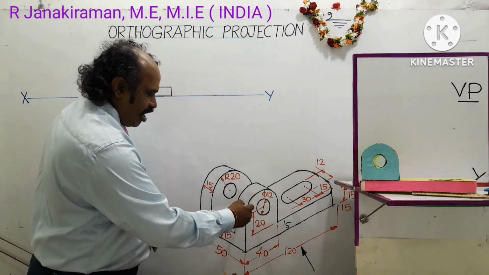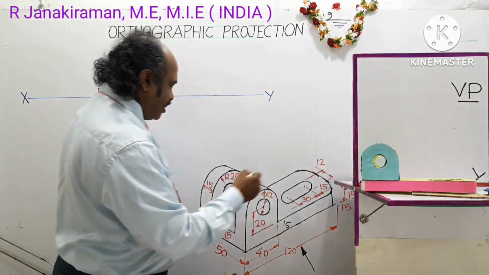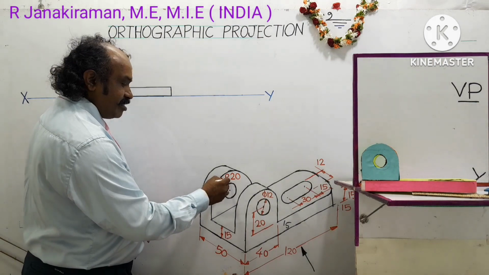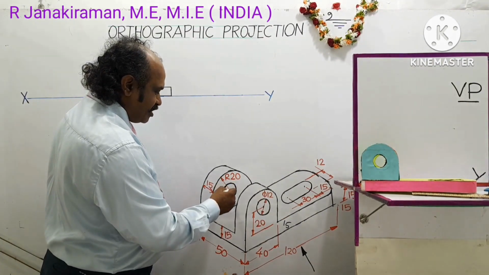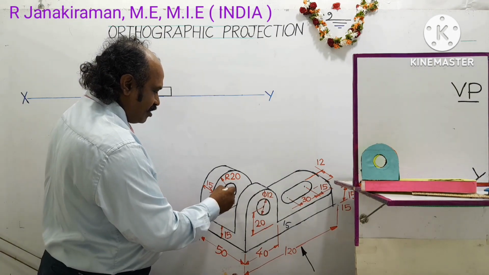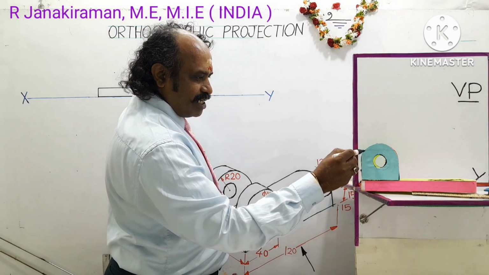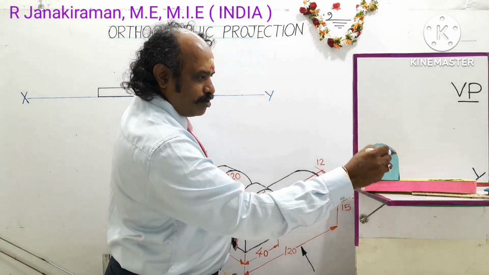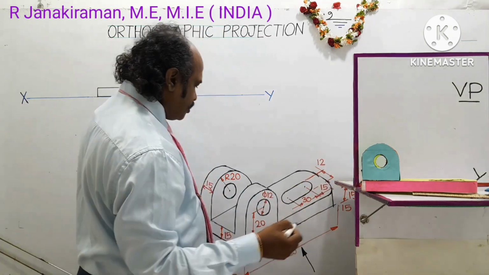Okay. And one arc, called a semicircle, is there on the top surface. Referring to the diagram, R20 is written here to here. R stands for radius, and 20 mm will be the radius from the center of this smaller circle to this part. So this will be the center of this smaller circle. From here the radius will be 20 mm. This arc, the semicircle on the top surface, is what it denotes.